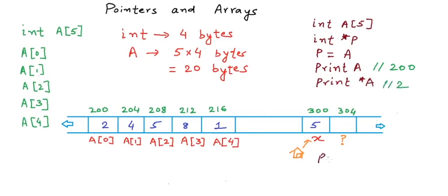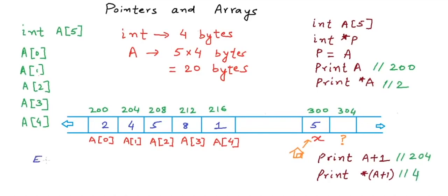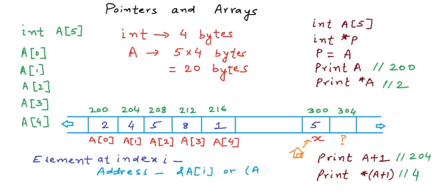So if we want to print a + 1, then this will give us the address 204, and *(a + 1) will give us the value of the second element in the array. For an element in the array at index i, we can retrieve the address of this particular element in the memory using either &a[i] or simply a + i, and these two will give us the address of a[i]. And the value of a[i] can be retrieved by simply using a[i], or we can also use *(a + i), which will also give us the value.